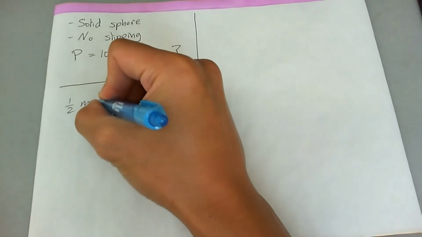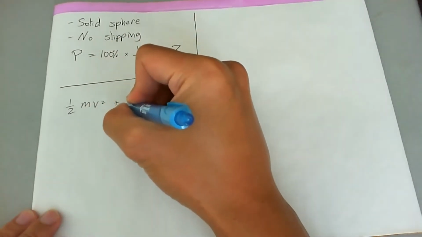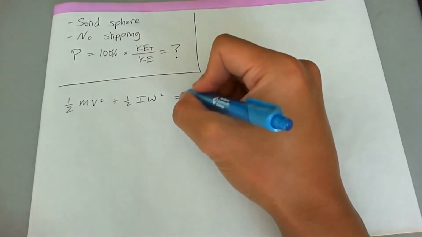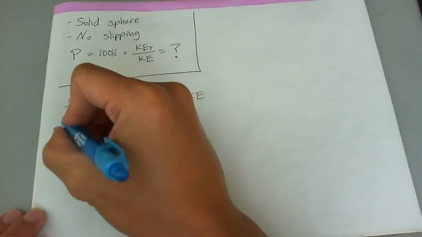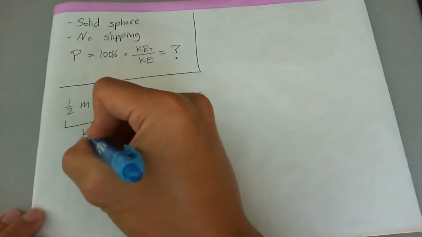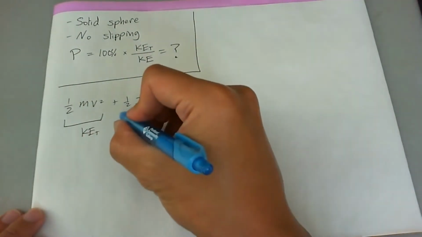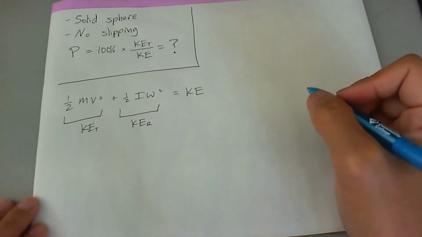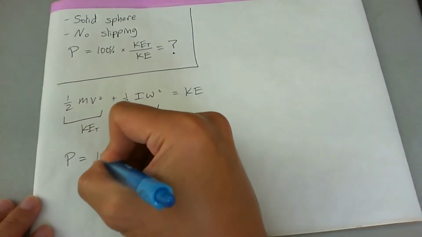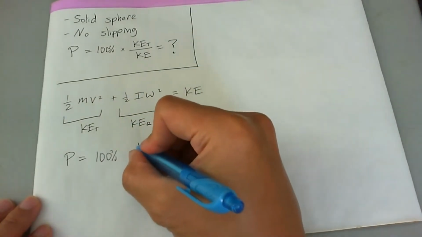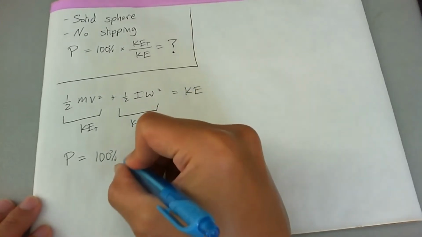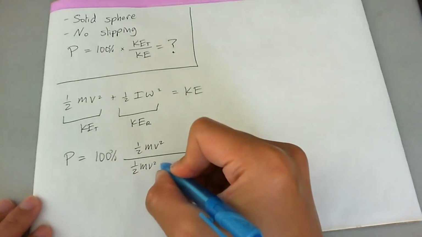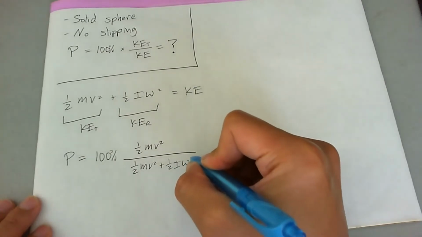1/2 mv squared plus 1/2 I omega squared is equal to the total kinetic energy, KE, where this part here is KE translational, and this part here is KE, I'll just say rotational R. So what we're trying to find with P is 100 times 1/2 mv squared divided by the total kinetic energy, which includes the kinetic energy translational plus the kinetic energy rotational. And there you go.